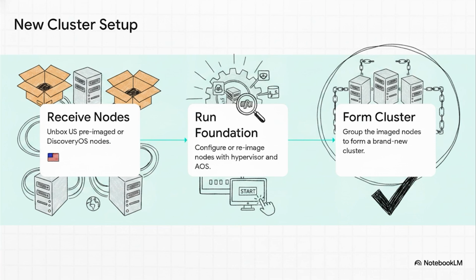You'll launch Foundation, let it discover the nodes on the network, and then use it to either configure the existing software or re-image them with the specific hypervisor and AOS versions you actually want. Once they're imaged, Foundation seamlessly groups them all together and forms your brand new cluster. Foundation is the engine from start to finish here.